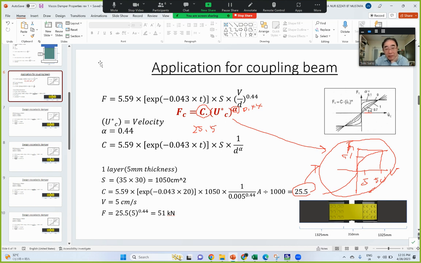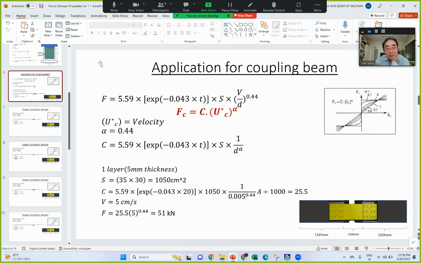So please draw this curve. Also, you can draw this curve for one layer, two layers, and three layers. So maybe you can draw velocity-force relationships for different layers. Okay? So please draw this graph.